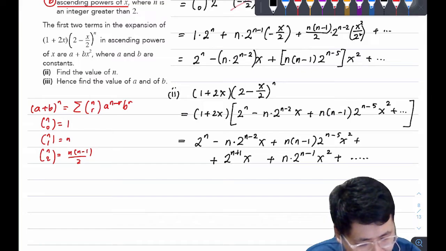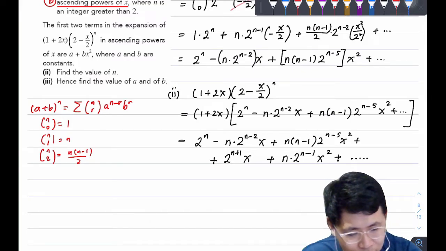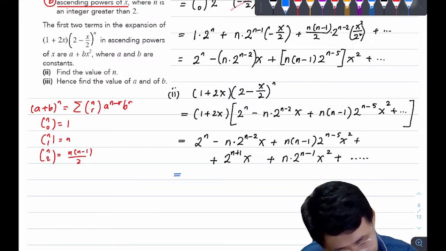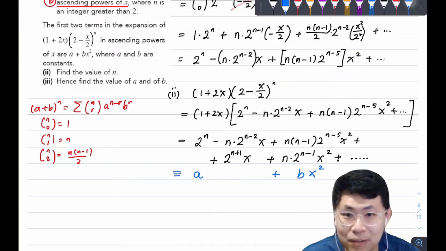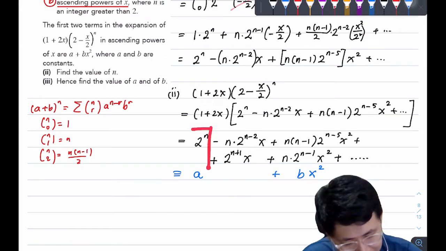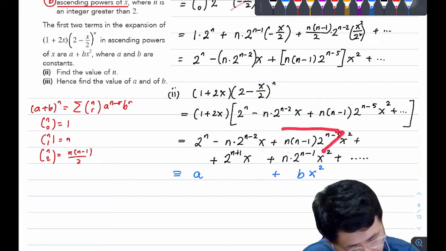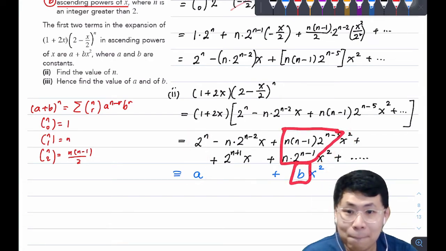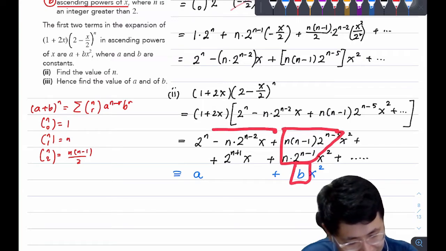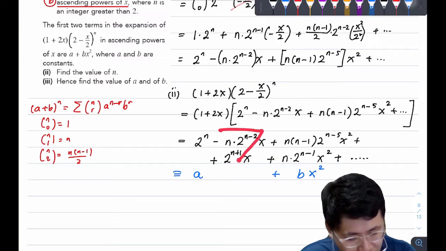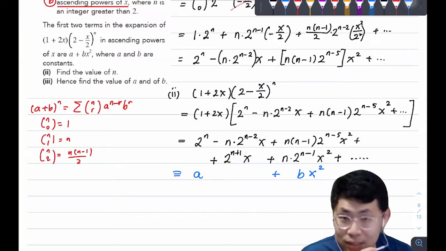So over here we need to find the value of n. So when we compare coefficients, this would be equals to a plus bx squared, right? So let's do this comparison. The constant term is equals to a, the x squared term over here is going to be equals to b, and this one is going to be equals to 0. So what does this mean? Means that this coefficient is going to be equals to 0.